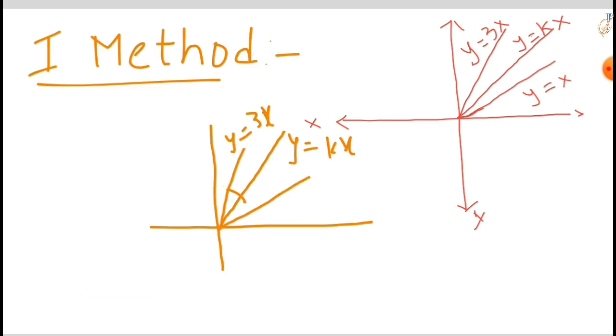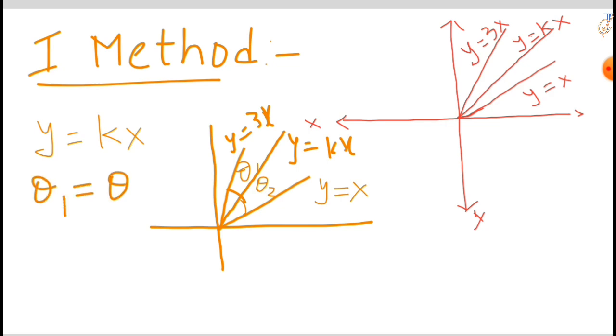Let's consider the angle in between the lines y equal to 3x and y equal to kx as theta 1, and the angle in between y equal to kx and y equal to x as theta 2. Our line y equal to kx is an angle bisector. That means this line divides the angle between the two lines into two equal parts. That means our two angles should be equal. We can say that theta 1 equal to theta 2.